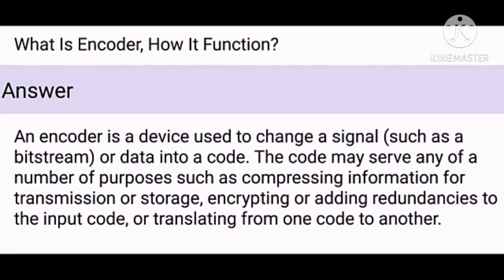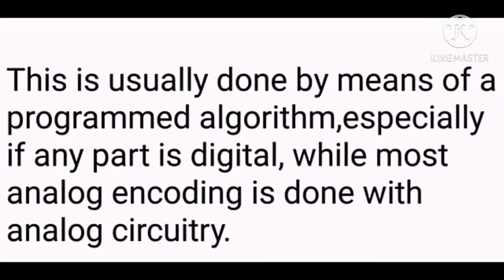What is an encoder and how does it function? An encoder is a device used to change a signal, such as a bit stream or data, into a code. The code may serve any of a number of purposes such as compressing information for transmission or storage, encrypting or adding redundancies to the input code, or translating from one code to another code. This is usually done by means of a programmed algorithm, especially if any part is digital, while most analog encoding is done with analog circuitry.